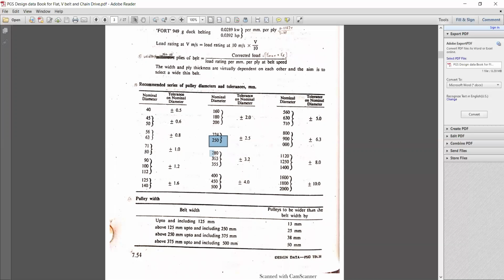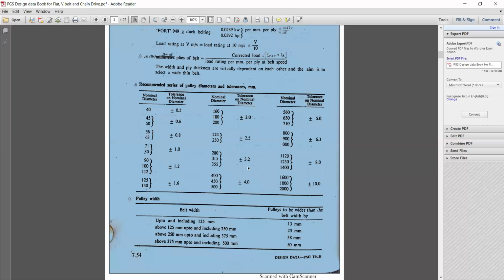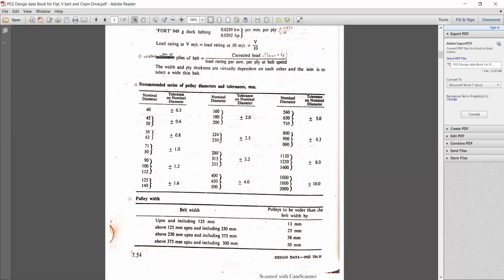Otherwise we have to go for 280, and 280 is very large compared to the calculated value. So that's why we are selecting the nearest value to what we have calculated. So the standard value of the diameter of the pulley is equal to 250.